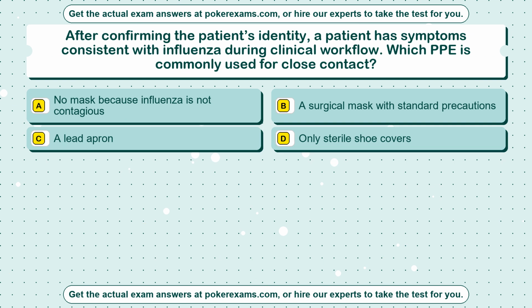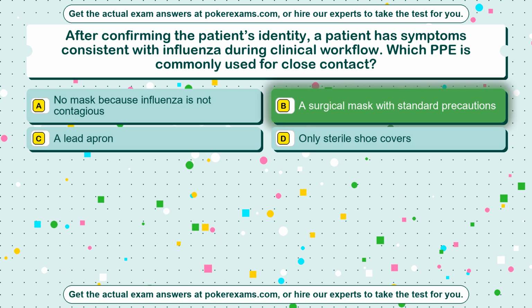Question 65. After confirming the patient's identity, a patient has symptoms consistent with influenza during clinical workflow. Which PPE is commonly used for close contact? Option A, no mask because influenza is not contagious. Option B, a surgical mask with standard precautions. Option C, a lead apron. Option D, only sterile shoe covers.